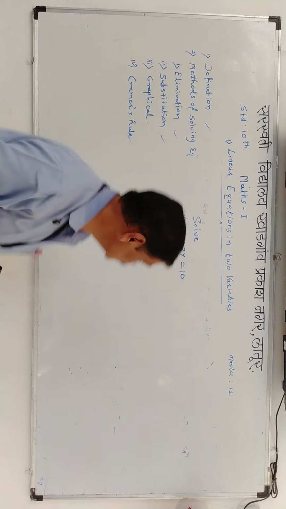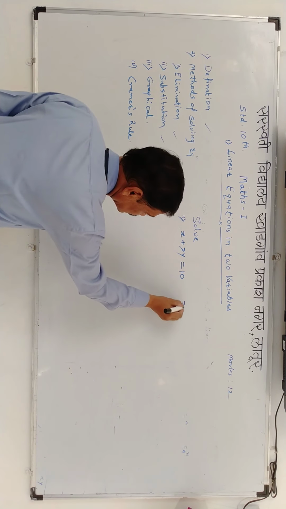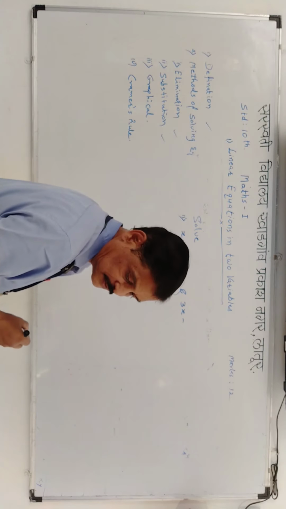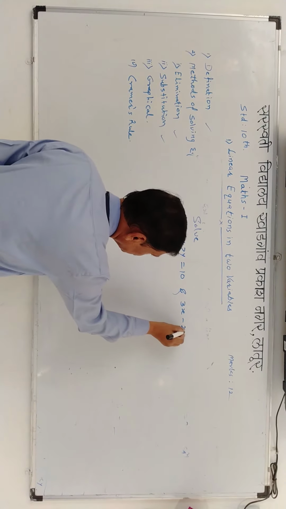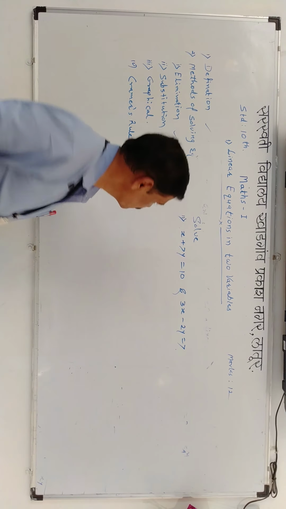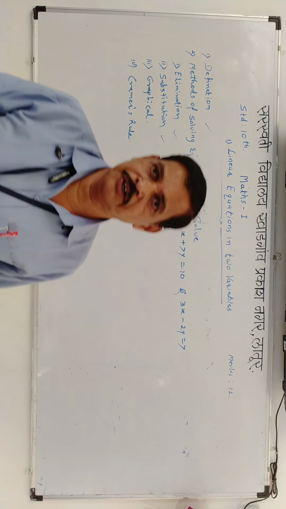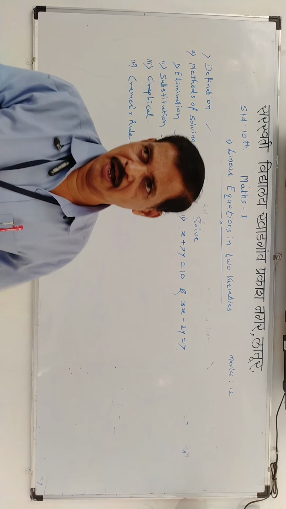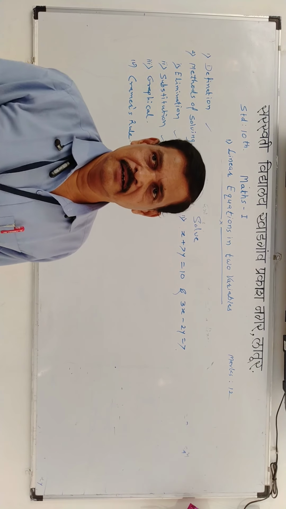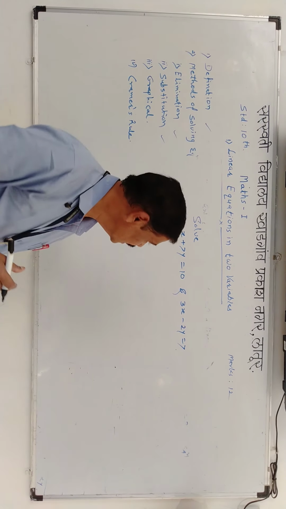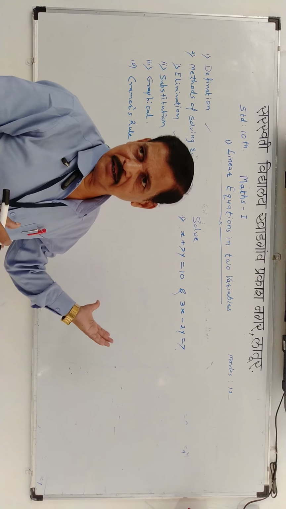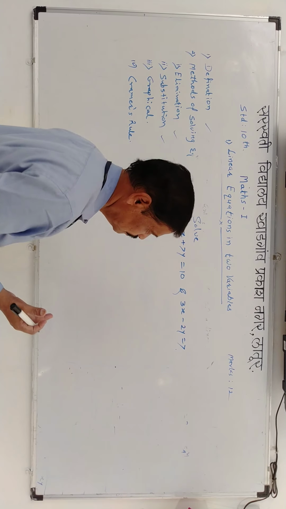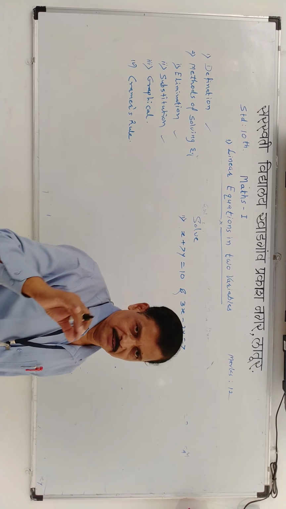3x minus 2y is equal to 7. Now observe these two equations. Are any coefficients equal, x or y? When the coefficients are not equal, at that time apply another method. Eliminating the x or y, we have to make the coefficients equal.